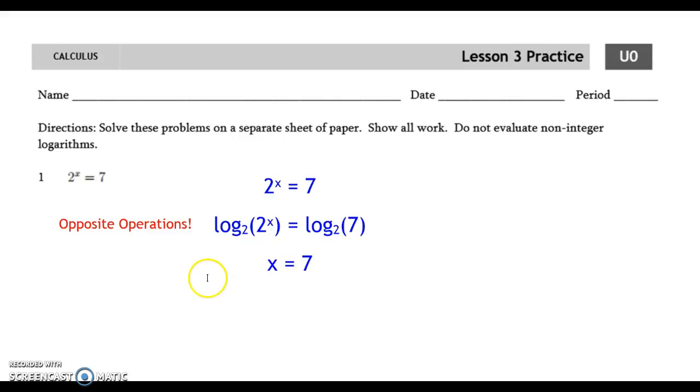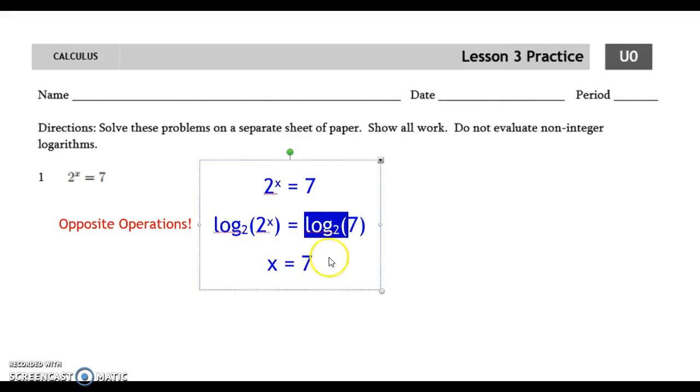Another way you could think about it is this. What exponent on base 2 gives you 2 to the x? Well, the exponent is x. So there's your answer. On this side, however, we have to finish it off by saying that's the log base 2 of 7. So we're going to finish it off like that.